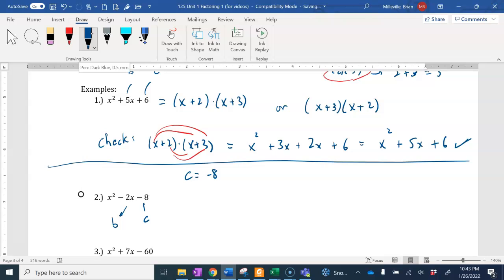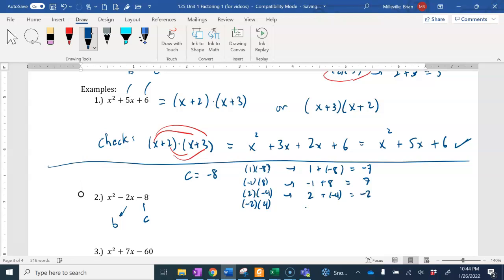Now, what are the factors of negative 8? There are multiple ones. So we can use 1 and negative 8. We can use negative 1 and positive 8. We could use positive 2 and negative 4. Or we could use negative 2 and positive 4. Now, taking these separately and adding them together, 1 plus negative 8 is going to give us negative 7. Negative 1 plus 8 is going to give us positive 7. 2 plus negative 4 is going to give us negative 2. And then negative 2 plus 4 is going to give us 2.